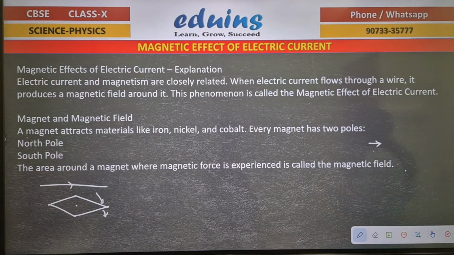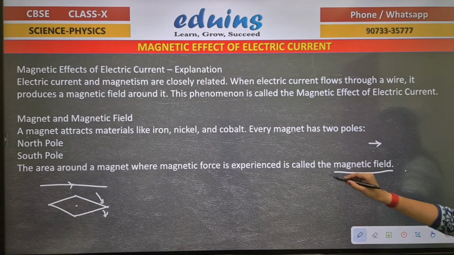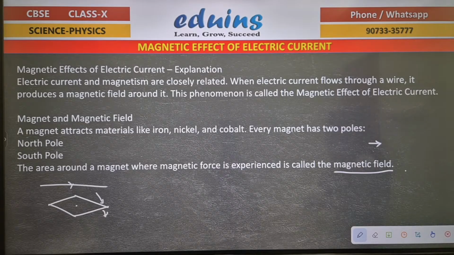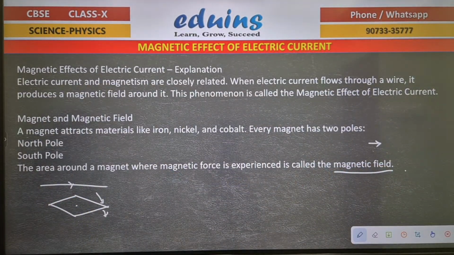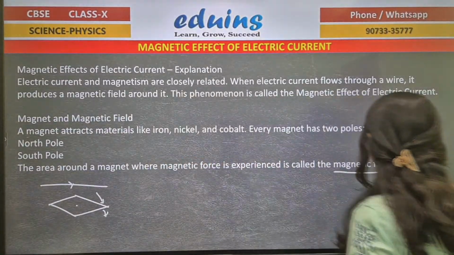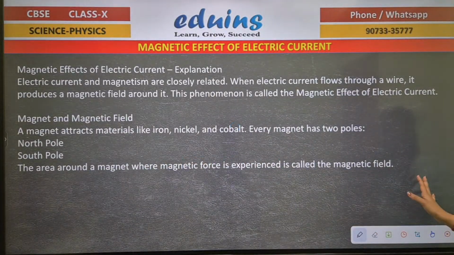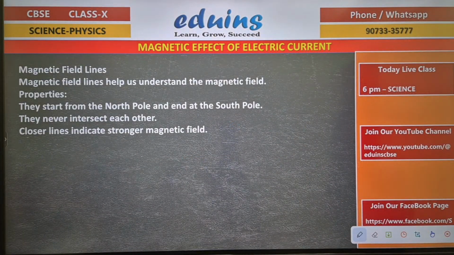So we have to know the magnetic field lines, where we can find the magnetic field. To produce the magnetic field, there must be invisible magnetic field lines. That is much more important. So what are magnetic field lines? Magnetic field lines help us understand the magnetic field.